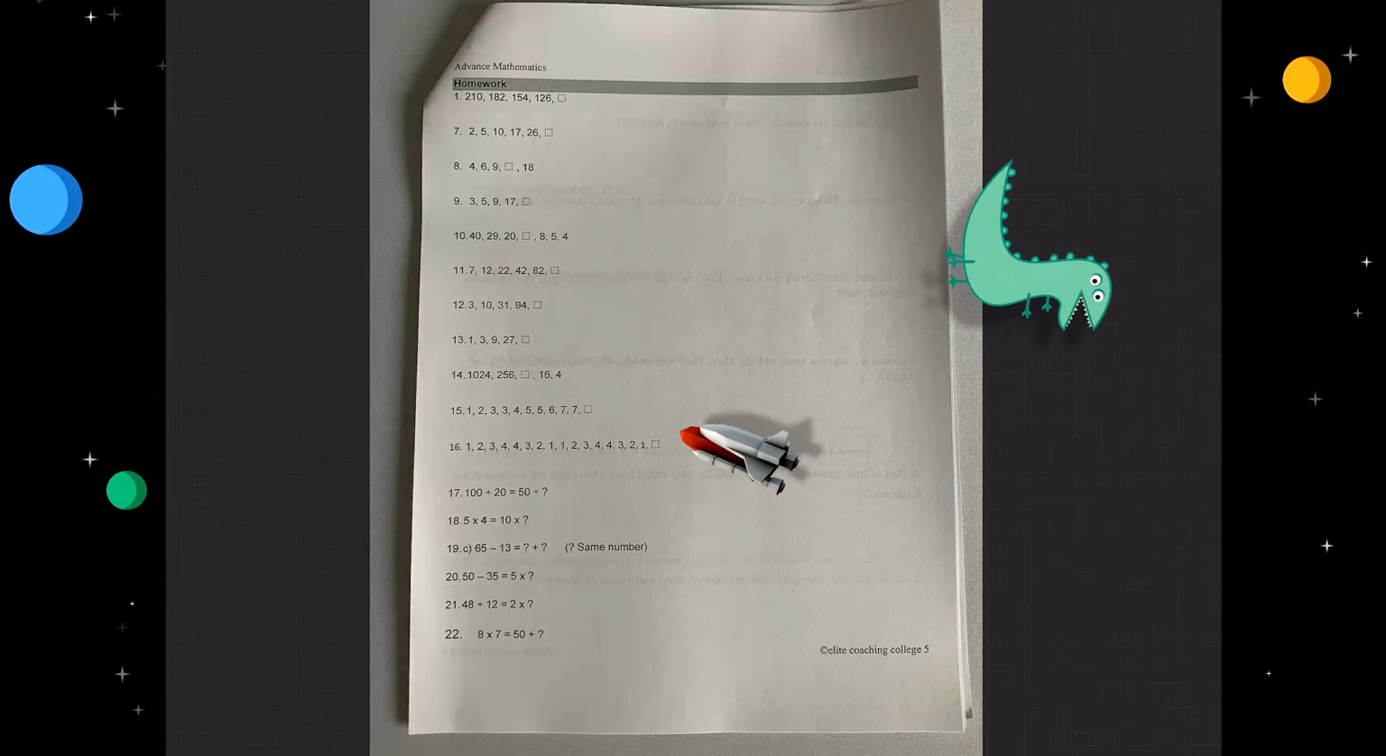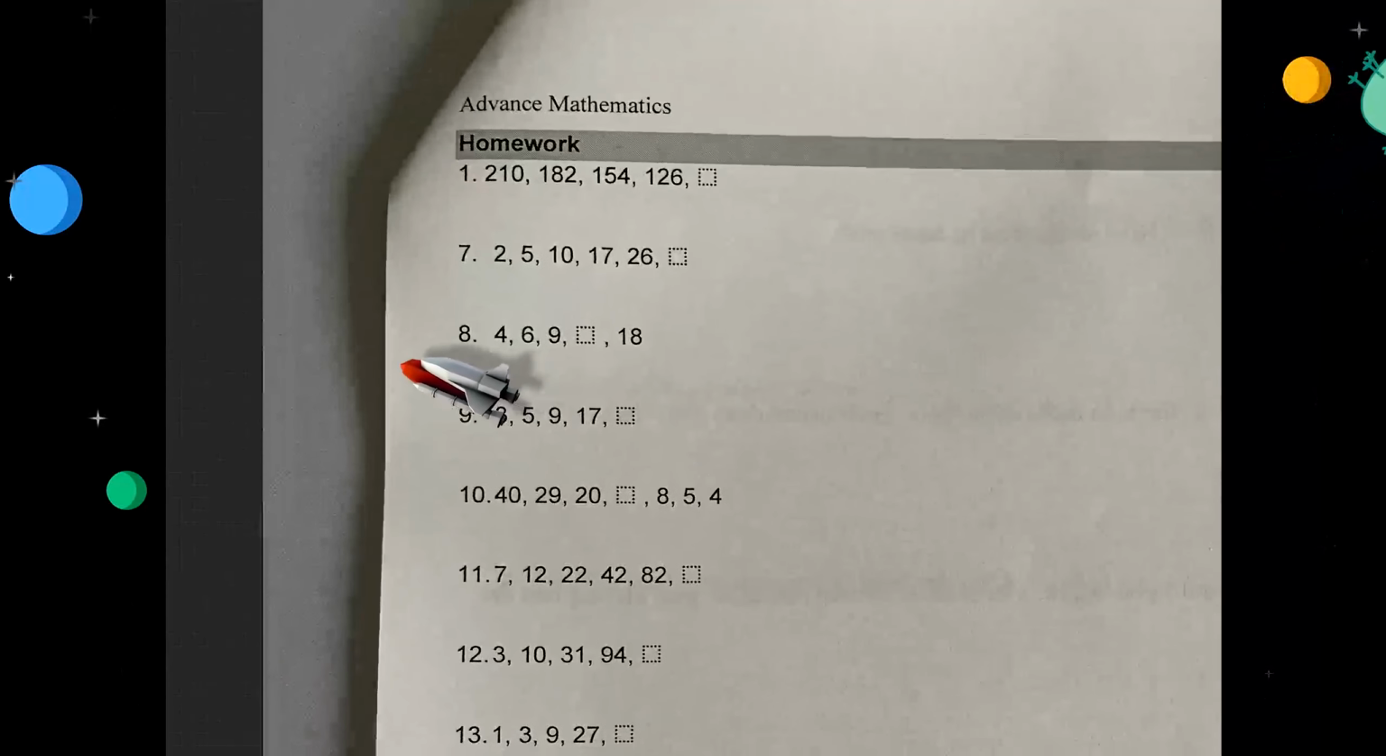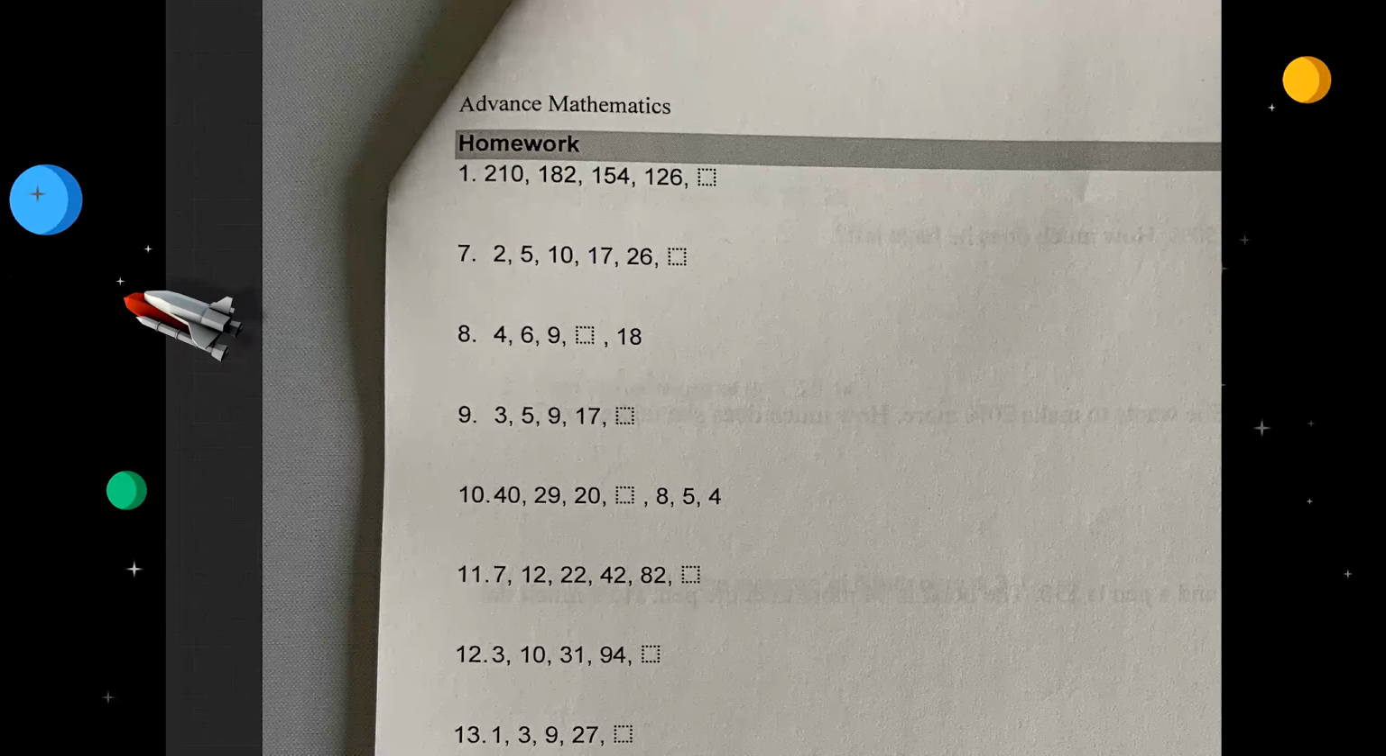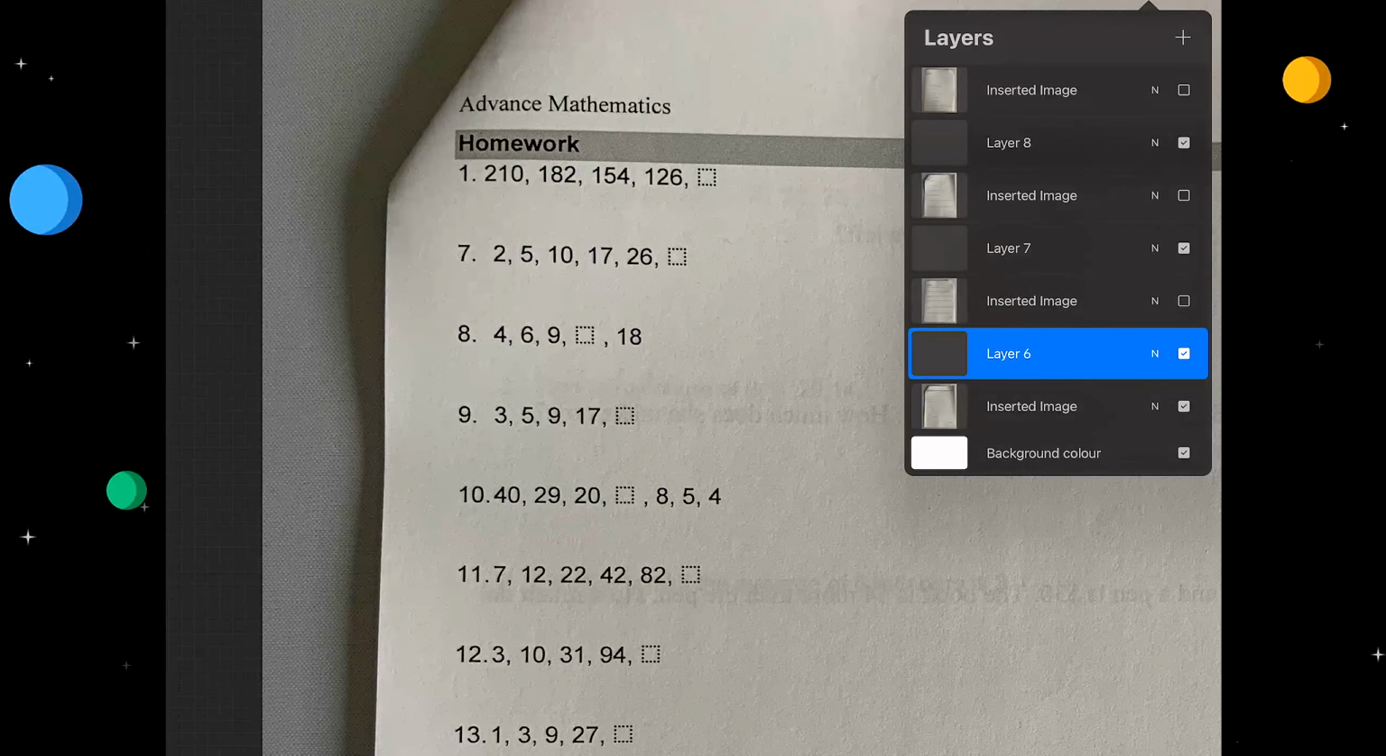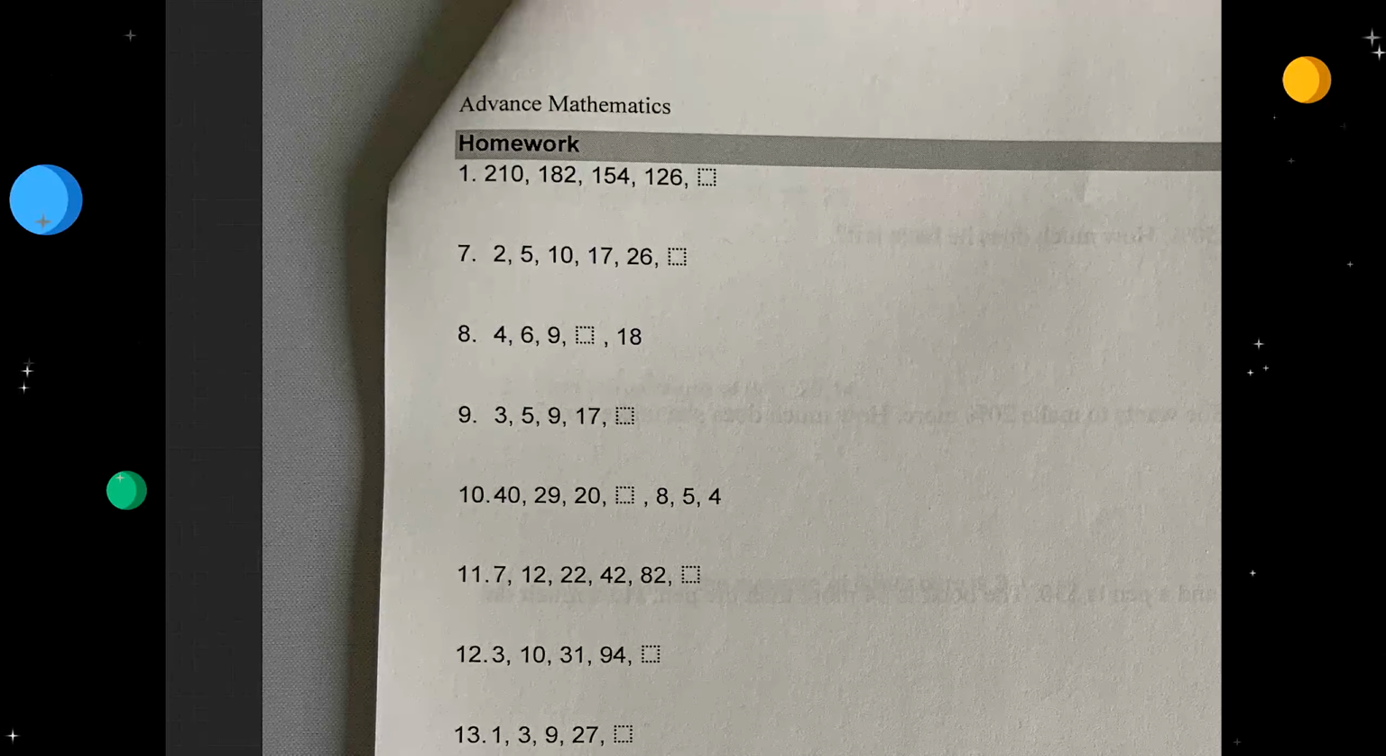On page 5, we have the first question here. These are all pattern questions, so let me just... Where's my pen? Yeah. Alright, so what we've got to do is draw a little line underneath it and write down what's going on here. What's the pattern going to be?